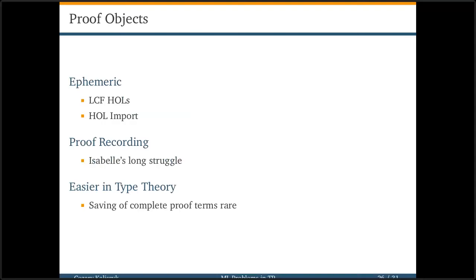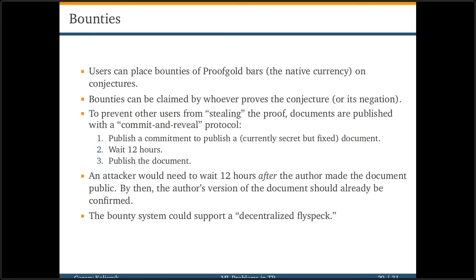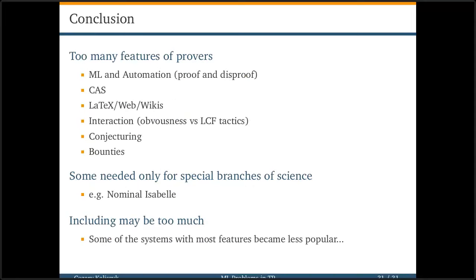Proof objects, we have various approaches to dealing with proof objects. Maybe I'll skip this and I'll skip one more section that I had and rather focus on the conclusions. We have really many features of provers that are there, and these features often rely on something in the foundation.